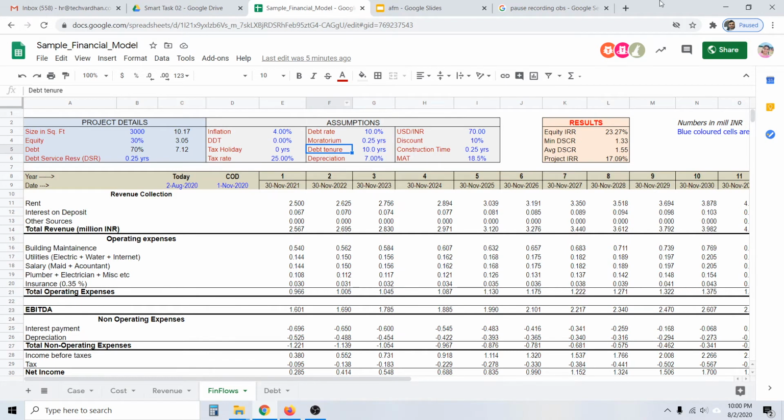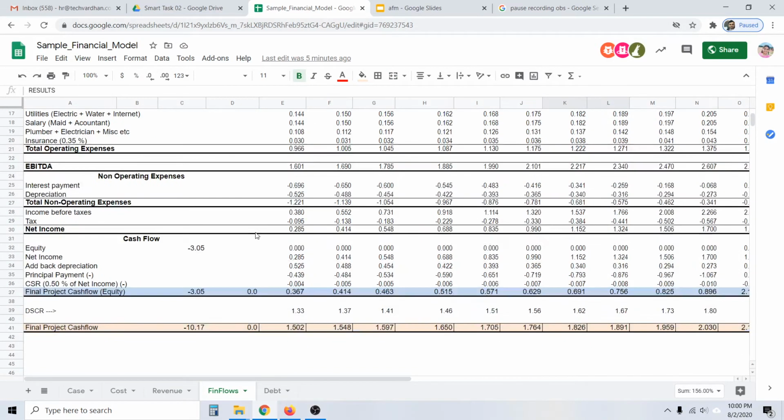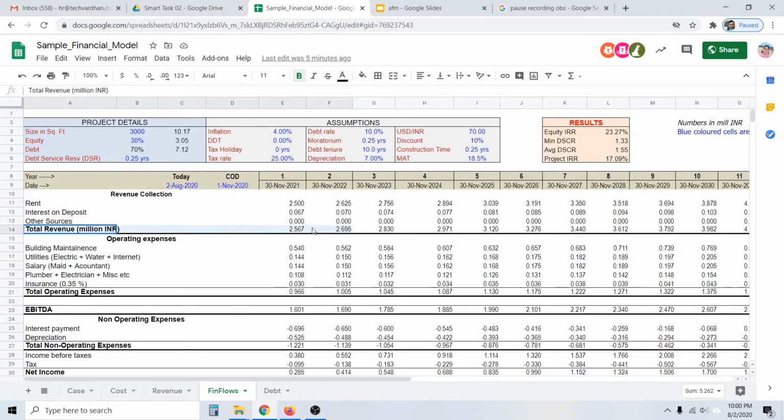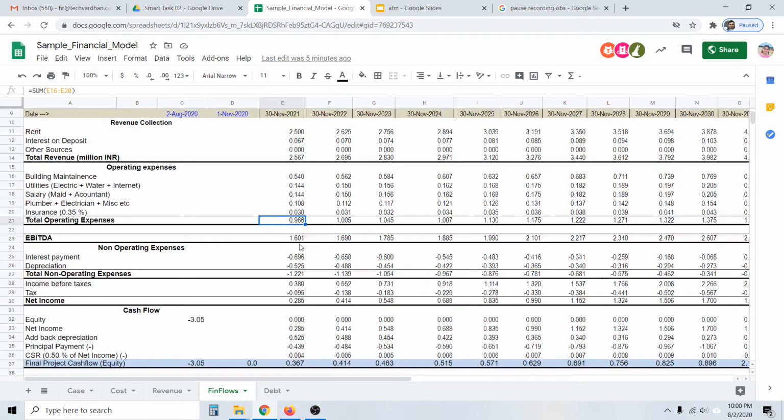So now before we hit this button, let's talk about this. These blocks are very simple to understand. Let's check for 1 year, right? The first block is revenue. Total revenue you need to write. Then total operating expense. Revenue minus operating expense is EBITDA, earning before interest, tax, depreciation and amortization. This is the EBITDA, the revenue minus operating expense.